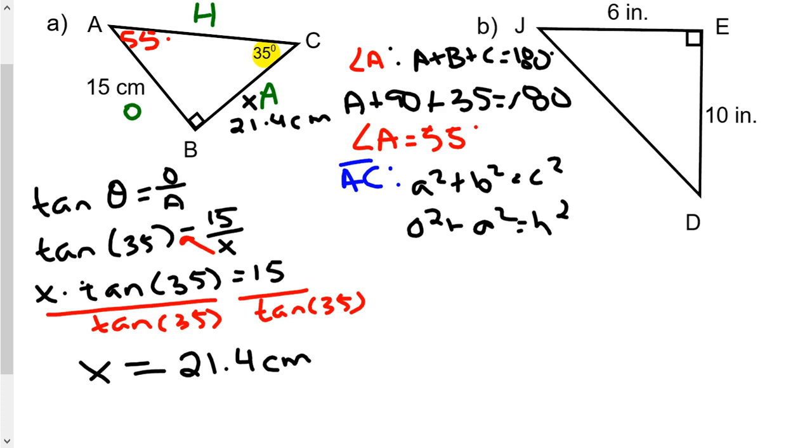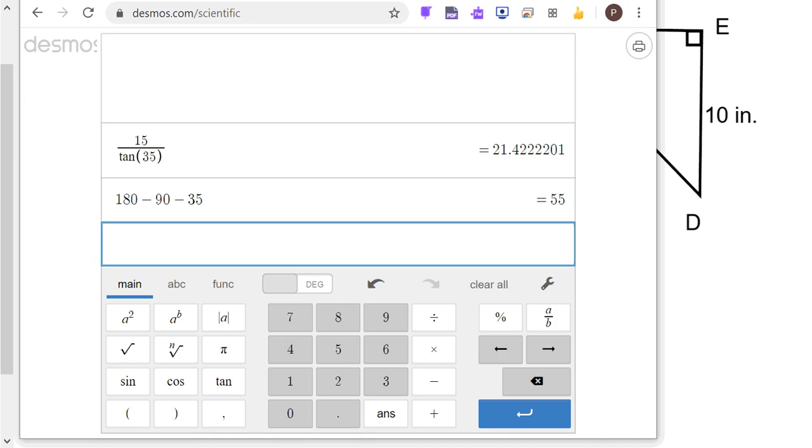I'm going to plug in what I know. I know my opposite length is 15. I know my adjacent length is 21.4, and ideally we're going to keep as many decimals from our calculator as we can. And that's going to be our hypotenuse squared. So 15 squared is going to give us 225.